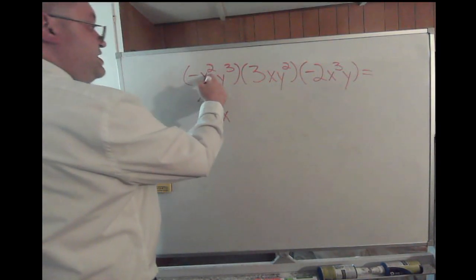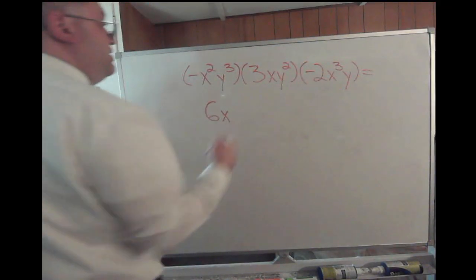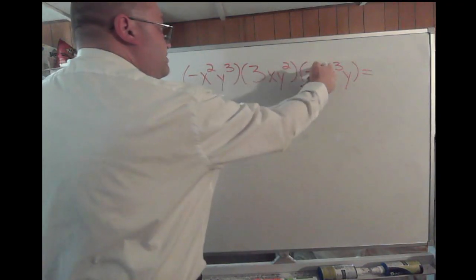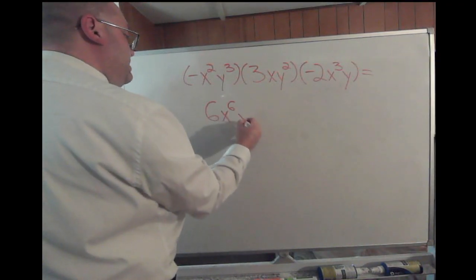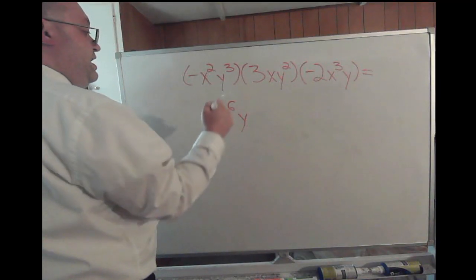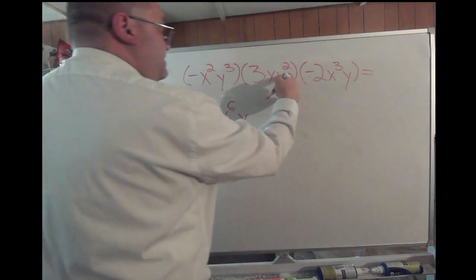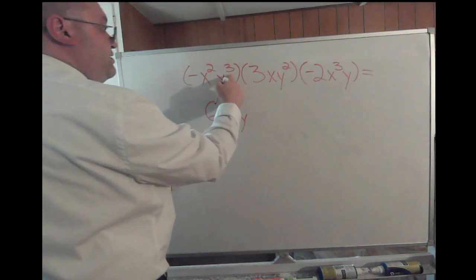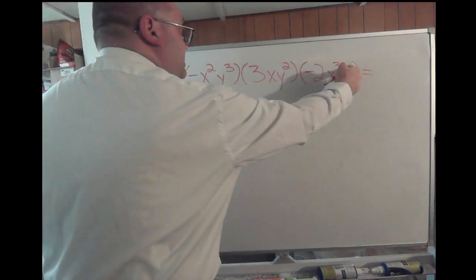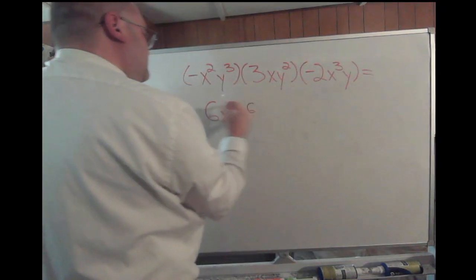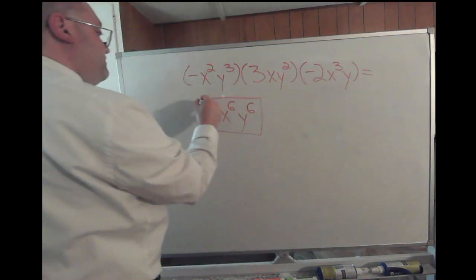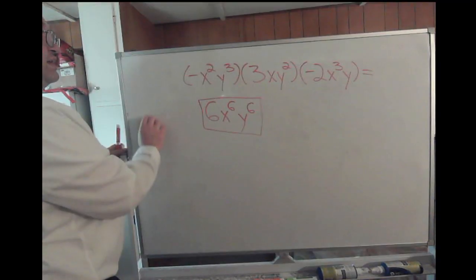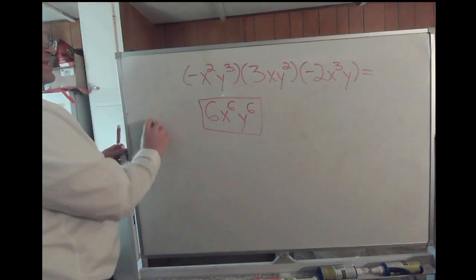You have x to the second times x to the first times x to the third. So you're just going to add up the sum of the powers. You have 2 plus 1 is 3, plus 3 is 6. Then you have your base y. You have y to the third times y to the second times y to the first. So you'd have y to the 3 plus 2, which is 5, plus 1, which is 6. So the answer you should get for this would be 6x to the 6th, y to the 6th. That's exactly what you would get.